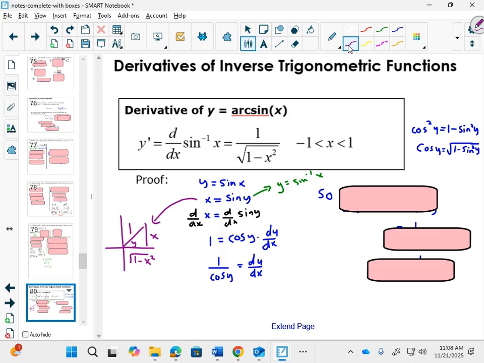Okay. But if I got dy dx is 1 over cos y, if you looked at your triangle, cos is 1 over what? Adjacent over hypotenuse. Can you see that from here, that cos of y would be the adjacent side over the hypotenuse? And then if I use my triangle, I'm done my proof, because I could just go 1 over, and I know that cos is the square root of 1 minus x squared over 1.